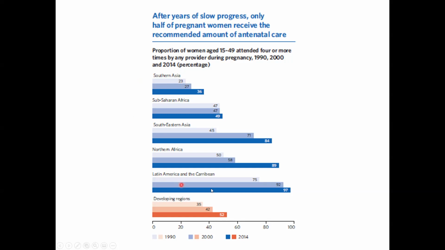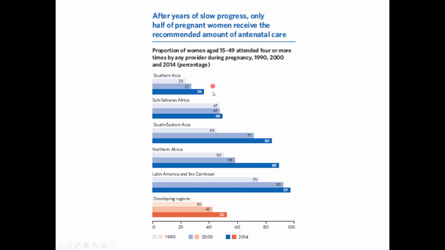So Latin America and the Caribbean, okay, it's pretty good. There's been tremendous progress, and it's nearly everyone, up to 97%. Northern Africa up to 89%, which is definitely a huge improvement from 50 up to 89%. Up to 84% in Southeastern Asia, from 45 up to 84. That's tremendous progress. We see some progress in Southern Asia, 23 up to 36, so that's progress.